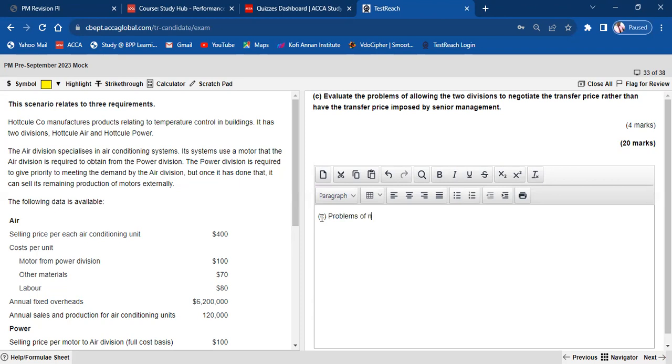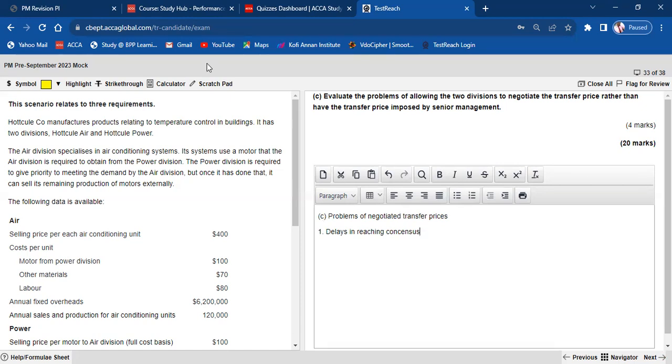Problems of negotiated transfer prices. I can see delays in reaching consensus. I don't know if you agree with me. There will be longer periods of trying to negotiate because everybody would like to have the transfer price leaning towards what they would like to see.